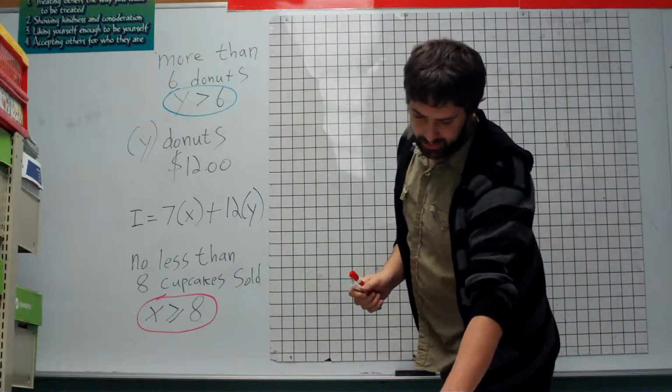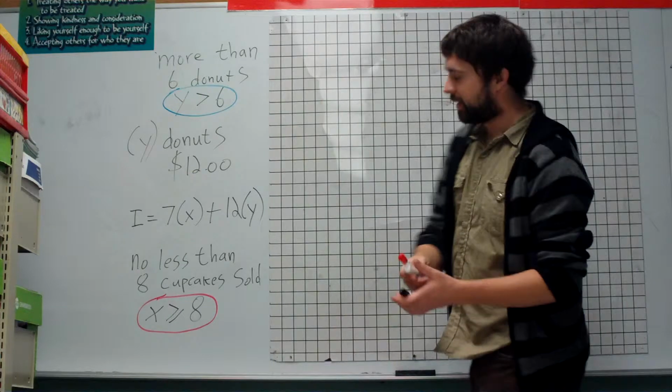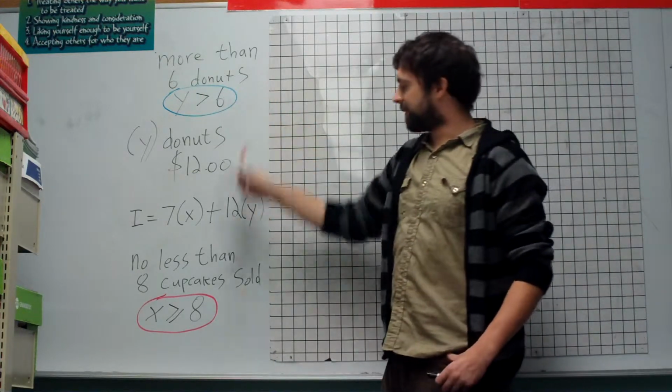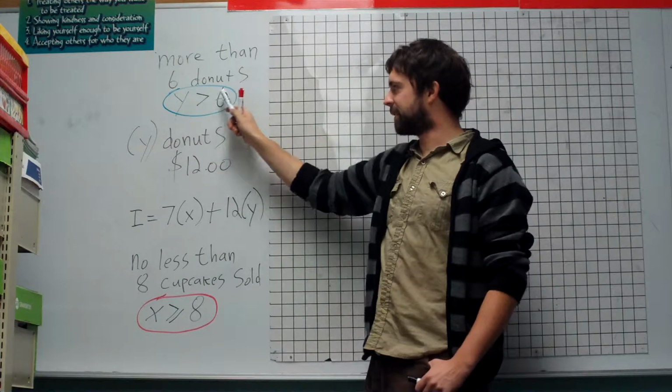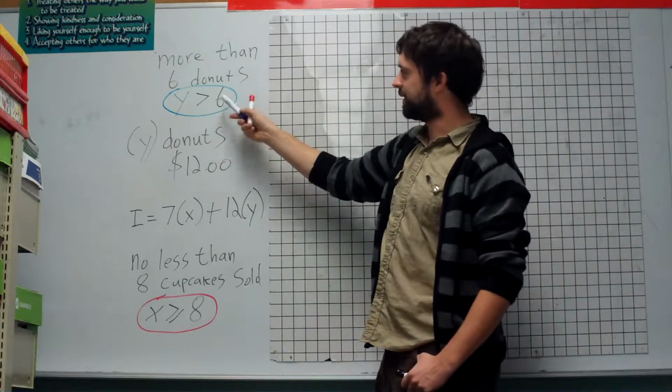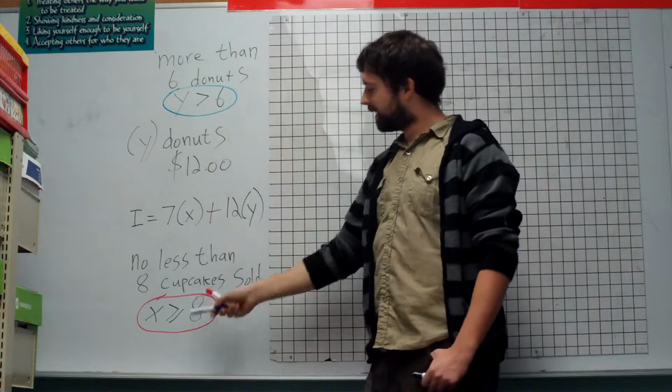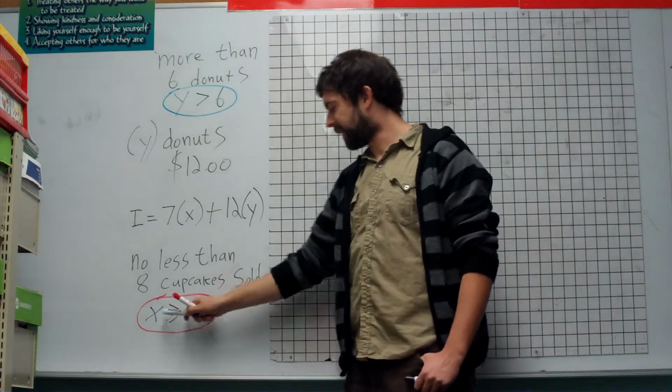So the next thing you're going to have to do is graph the constraints. Well, both these constraints, neither of them have a slope, right? They both have just intercepts. So this constraint is going to intercept the y-axis at 6. This constraint is going to intercept the x-axis at 8.